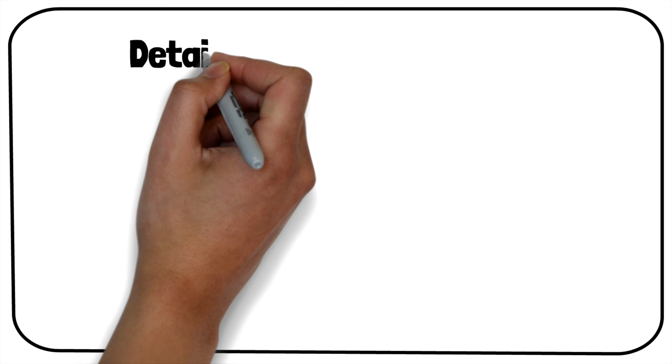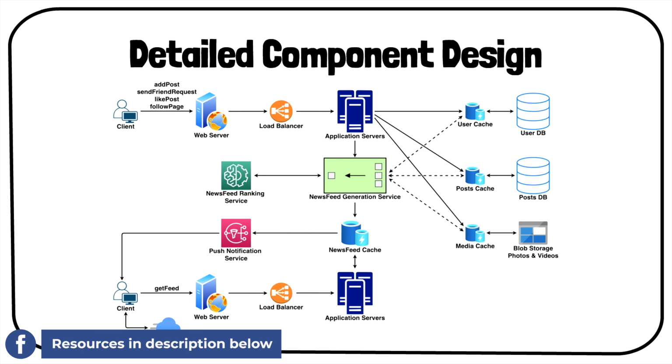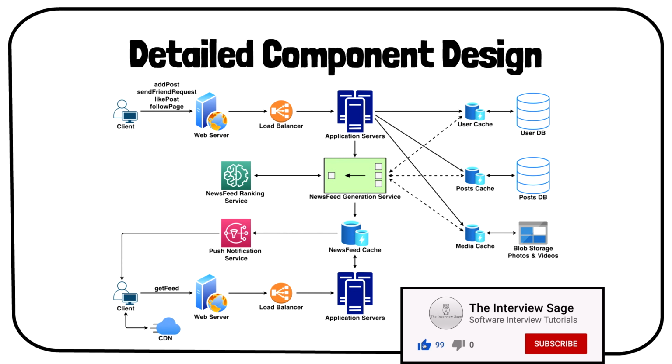This is the detailed component design of this system. It involves various components like news feed generation service, databases for storing user and post data, caches for fast retrieval, application servers, load balancers, news feed ranking service, and the push notification service. This question can be quite complex, and deserves its own video. Do not worry about it. We will make a separate future video to discuss this design in more detail.